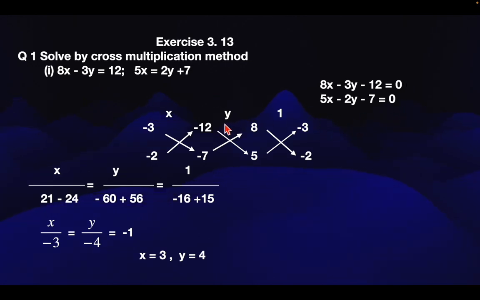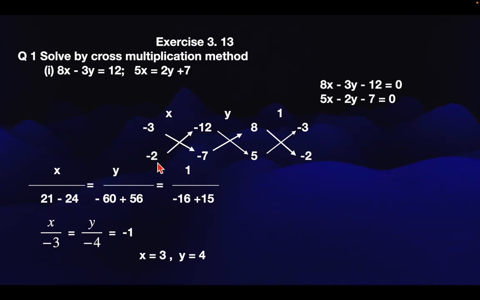Okay. And then we are going to write the variables x, y and 1 here like this. Then we are going to write the coefficients of the first equation. We start underneath x with the coefficient of y, that is -3. Then write the constant -12, then 8, then again the coefficient of y, -3. So -3, -12, 8 and -3. See, I've written it down.